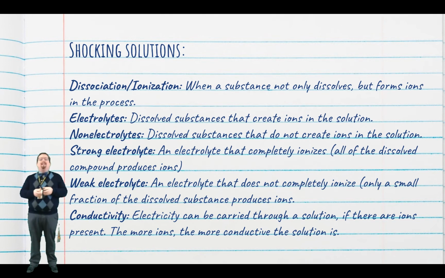When our electrolyte completely or almost completely dissociates, in other words, all of the dissolved particles create ions, we consider it a strong electrolyte. And when only a small portion of our dissolved solute forms ions, we consider it a weak electrolyte. The more ions that are present in solution, the more conductive the solution is. That's why the light bulb got brighter as we added more salt.